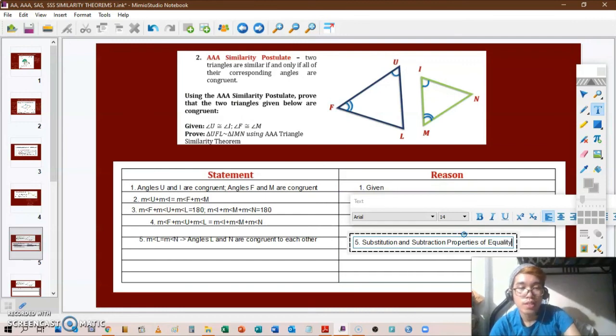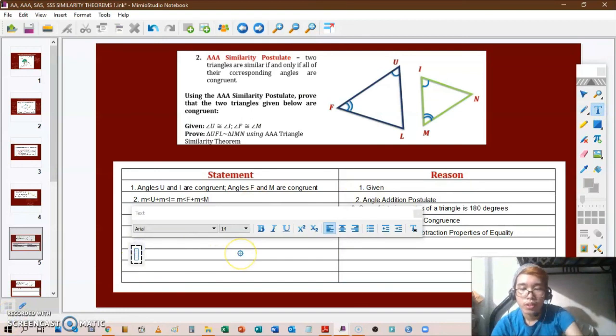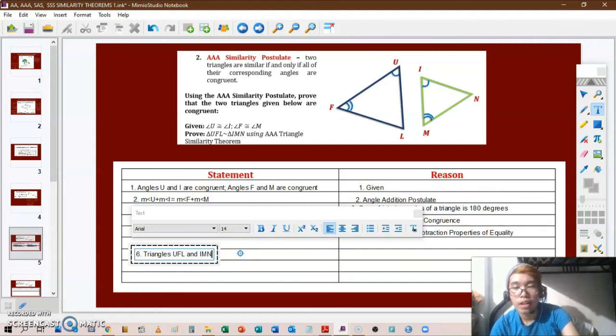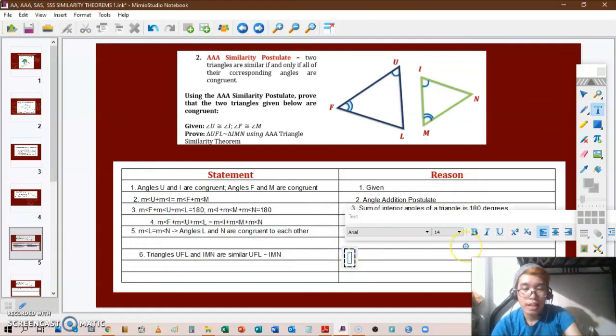And therefore, for our 6th statement, number 6, triangles UFL and IMN are similar. So they are similar triangles, or using a symbol, UFL is similar to IMN. Those two polygons are similar to each other using the AAA triangle similarity theorem.